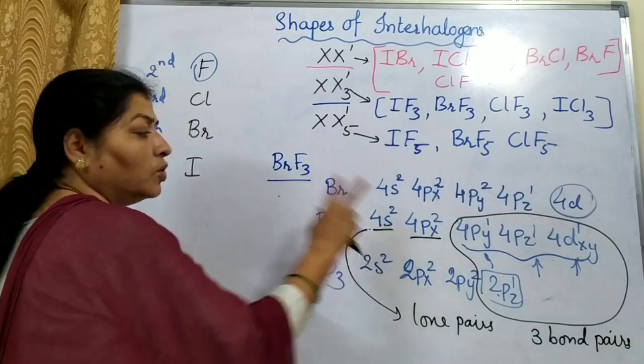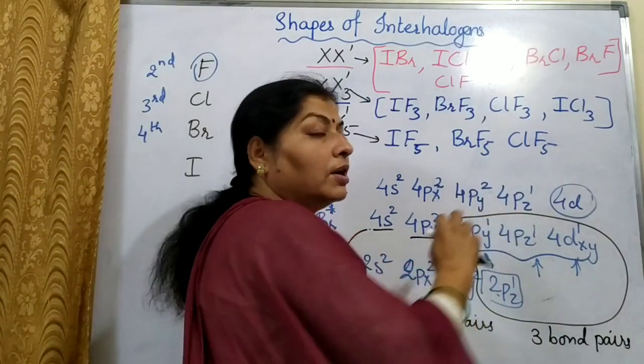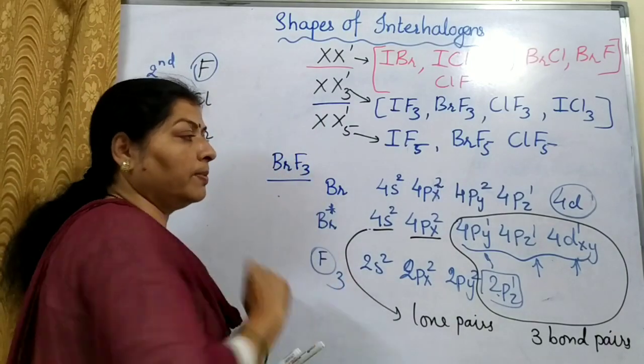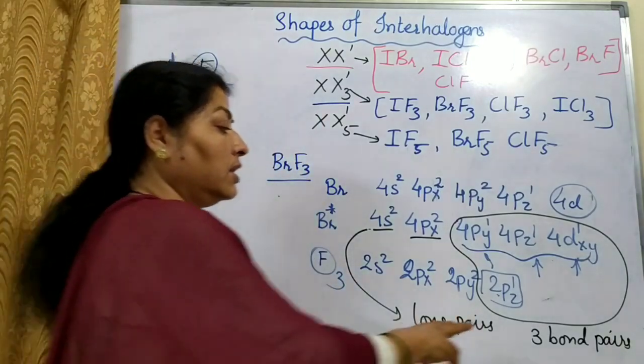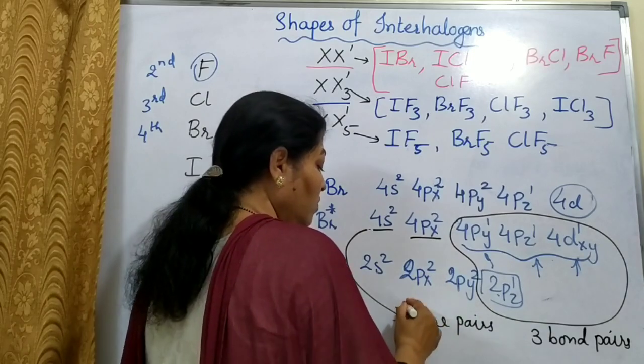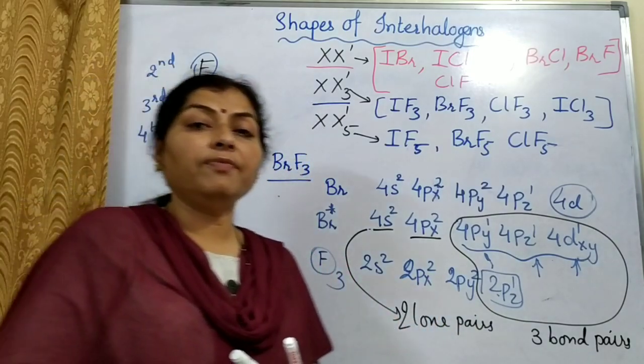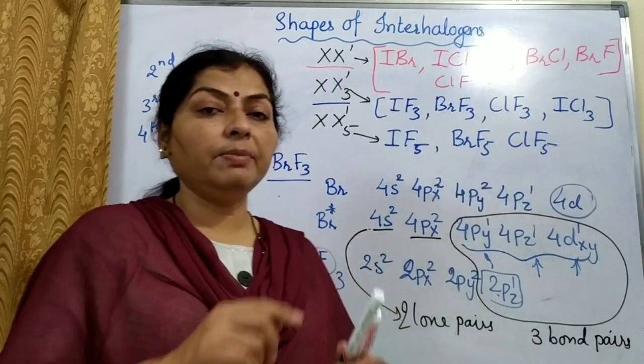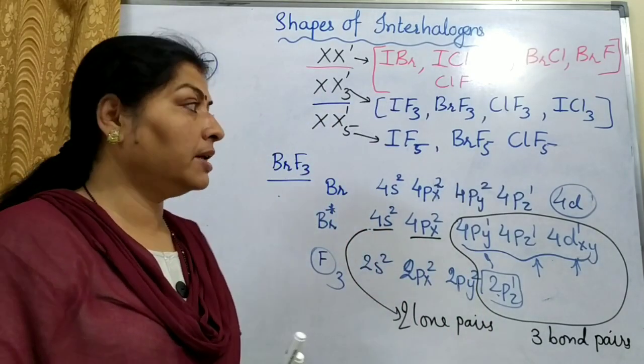So bromine will have 2 lone pairs and 3 bond pairs. It means the total pairs of electrons on the central atom bromine will be 5: 3 bond pairs and 2 lone pairs. Now if 5 pairs of electrons are there, the geometry which will come out will be trigonal bipyramidal.